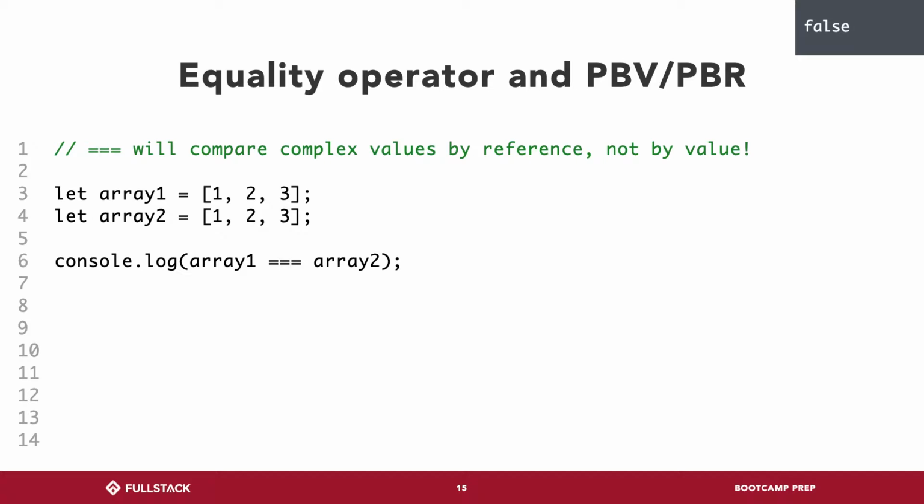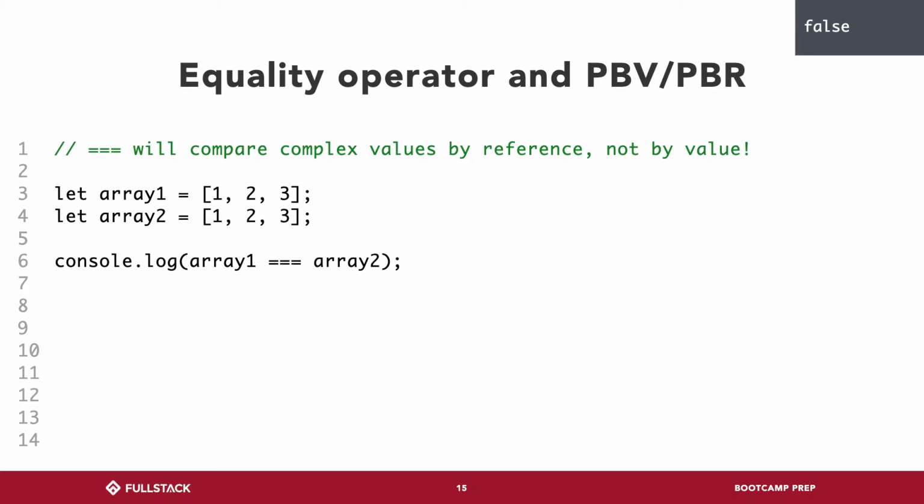So, equality operator and value and reference. Triple equals will compare complex values by reference and not by value. So you have array 1, 1, 2, 3, array 2, 1, 2, 3. Console.log array 1 is equal to array 2. You get false. They look the same, but they're not, because they're pointing to two different places in memory.